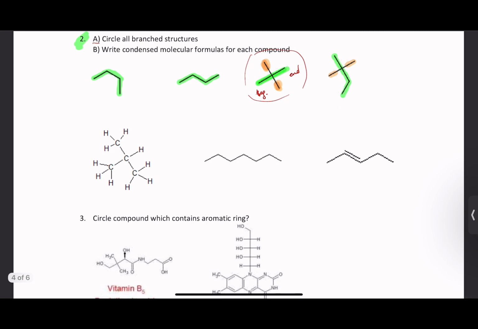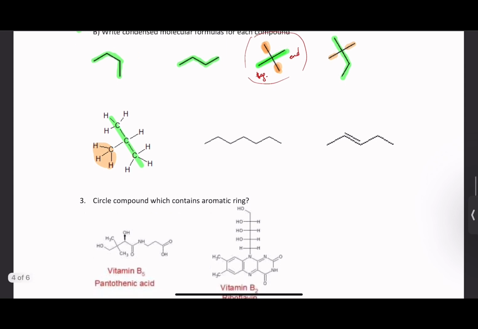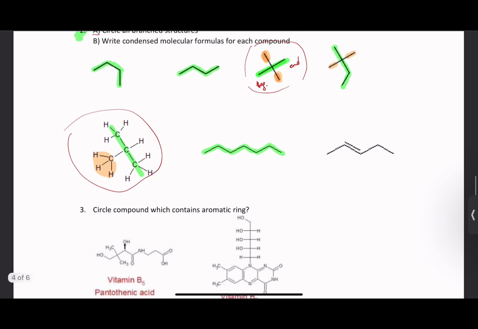And for this one, you can see that the longest chain of carbons is this, but there is a branch. This is my branch. And the next compound is the longest chain, so it's not a branch, so this one is branched as well. And for the last one, it's a chain, so no branching. So we only had two of them: first is this, and then the other one is this one.